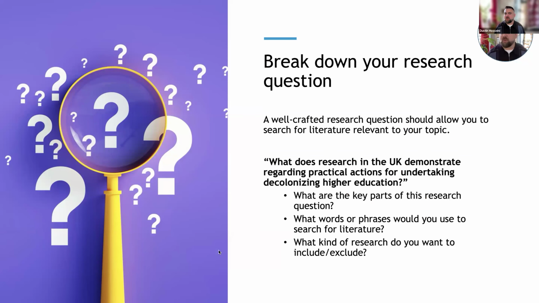So here's an example research question. Now, ideally, you will work with either your supervisor or your colleagues or even your subject librarian to craft that research question so that it becomes answerable in a very coherent way. Now, as an example here, the question is, what does research in the UK demonstrate regarding practical actions for undertaking decolonizing higher education? So for your own research question, what I would suggest is you analyze it and you answer these three questions for that question that you have set.